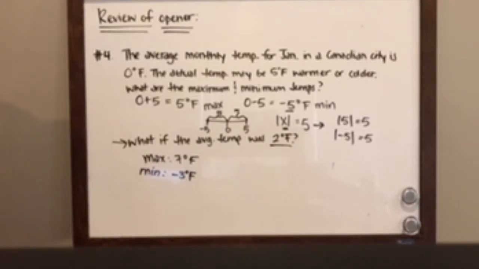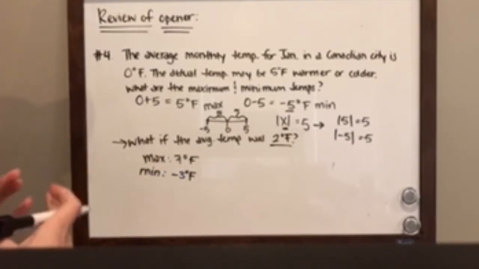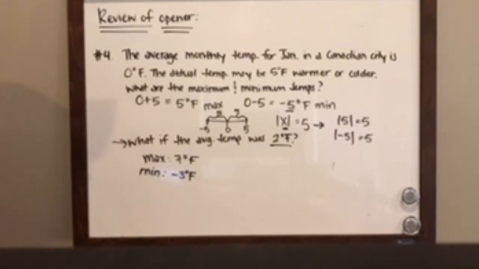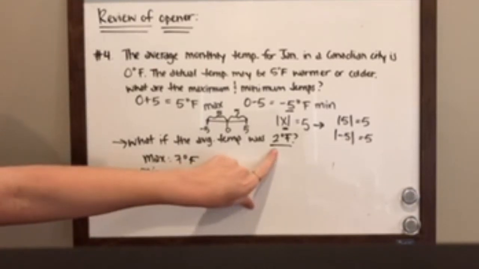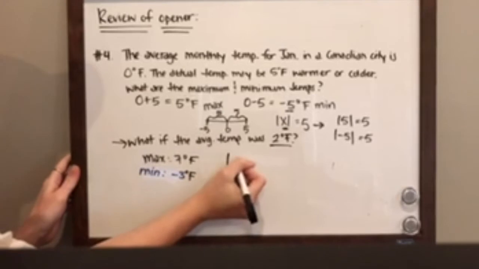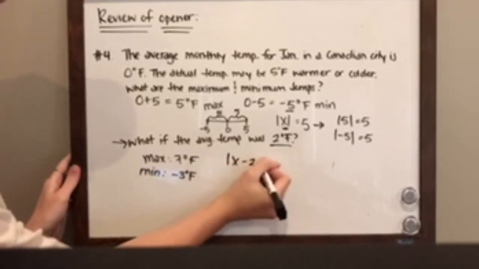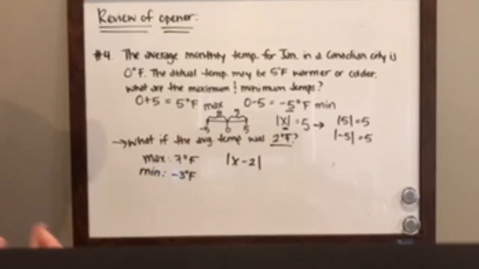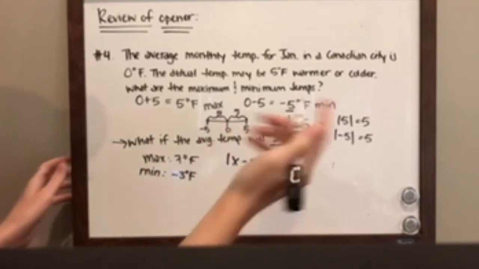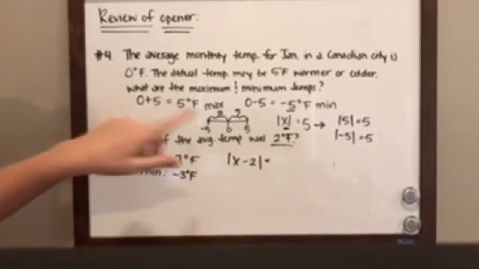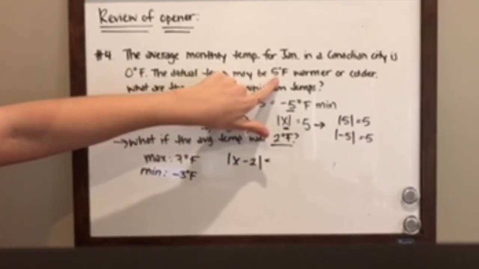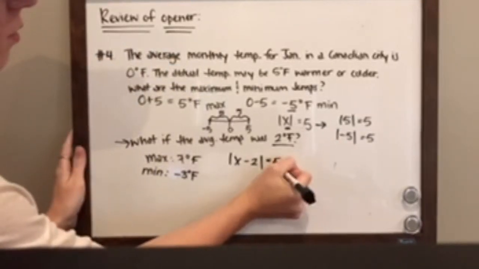I'm no longer looking at just the absolute value of x equals a number. I changed it a little bit because remember, absolute value is the distance from 0. So how far away is 2 from 0? 2. So I know that I'm going to have x minus 2, because I'm moving 2 away from that 0, equals, and we can go 5 warmer or 5 colder, so I'm going to set that equal to 5.